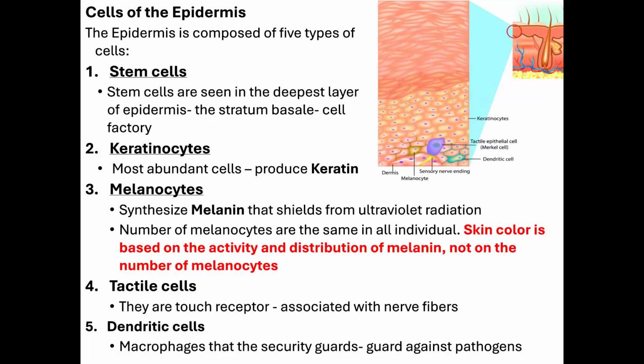And then there are dendritic cells. Dendritic cells are your fighters. They're the soldiers. They fight pathogens. What do you mean by a pathogen? A disease-producing agent is a pathogen. It could be a bacteria, virus, whatever.